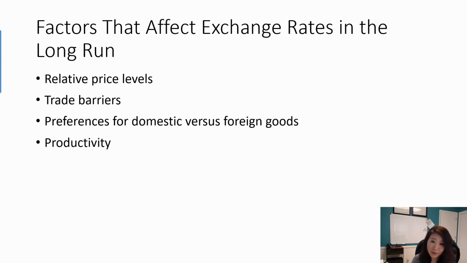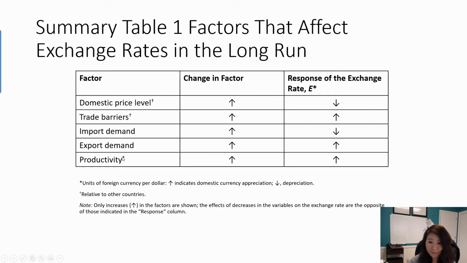The last one is productivity. When productivity goes up, more goods are made in the domestic market and are more likely to be exported to other countries. That also means the domestic goods will be needed, and the domestic currency will be needed to buy them. So that's why the domestic currency will be appreciated. When productivity goes up, the domestic currency will go up.